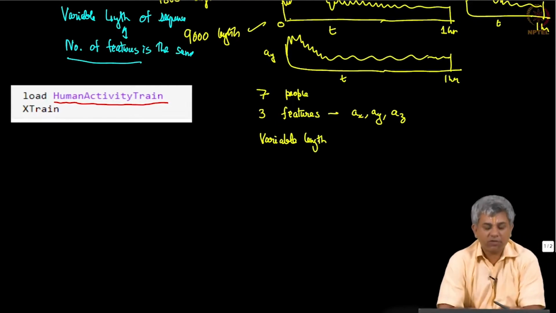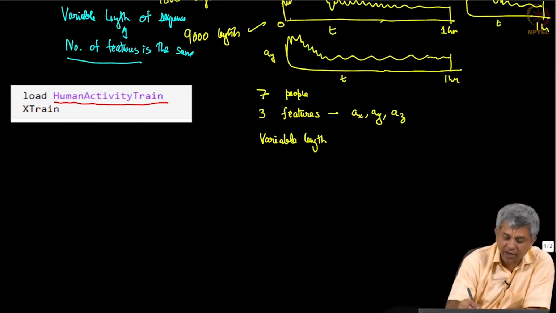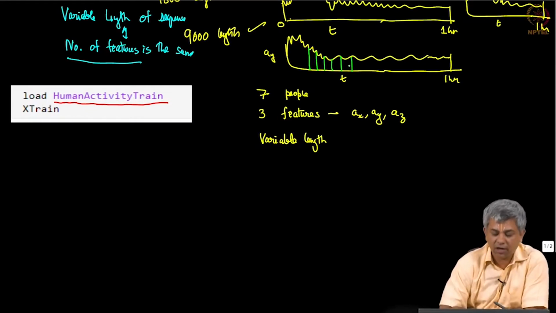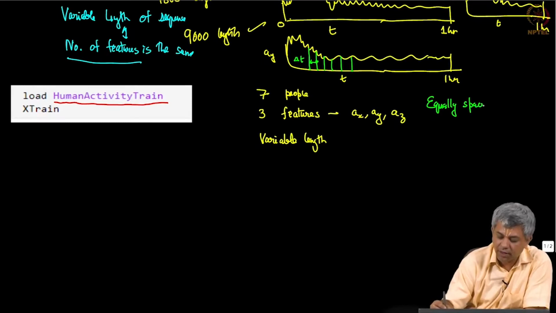An important property of the RNN which I mentioned even in the last video is, when we take different data points, the structure of the RNN is such that these have to be equally spaced in time.